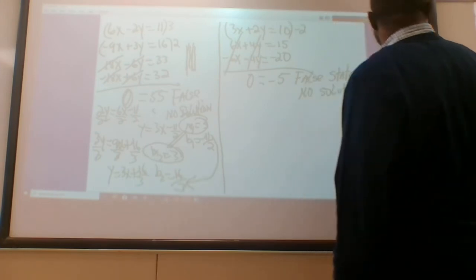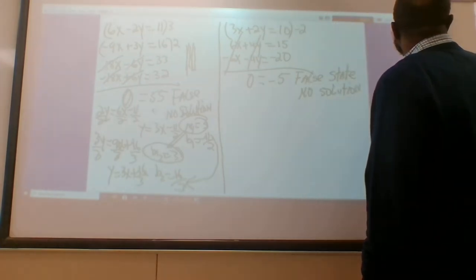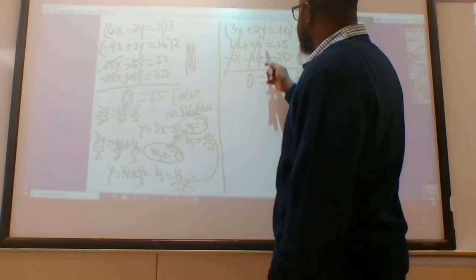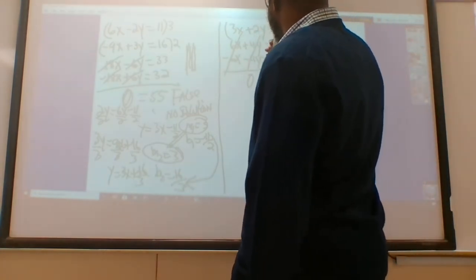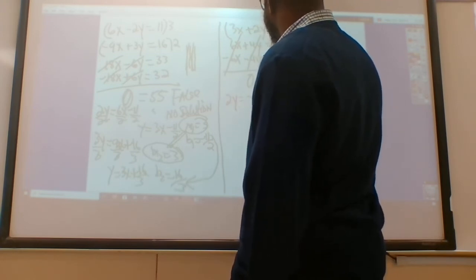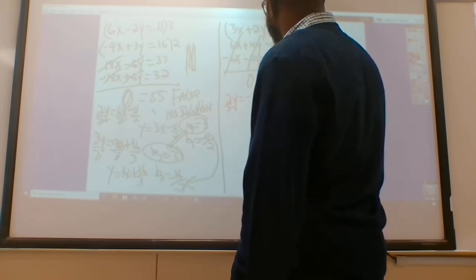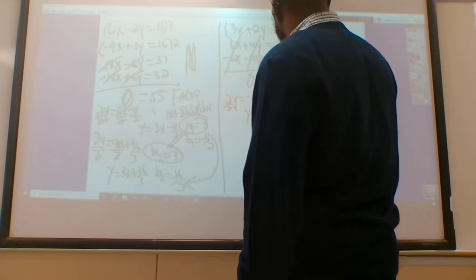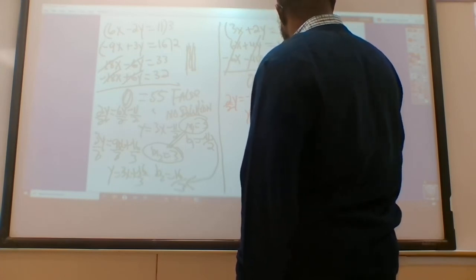Alright, so we're going to compare again to see if they have the same slope and different y-intercept, to prove that those two lines are parallel. If I'm solving for y, I will have to move 3x to the other side. I will have 2y is equal to negative 3x plus 10, divided by 2, and y is negative 3 half x plus 5. So my slope is negative 3 half, and my b1 is 5.